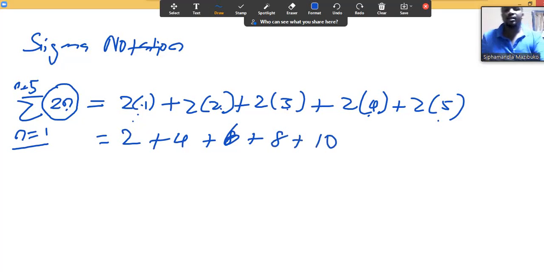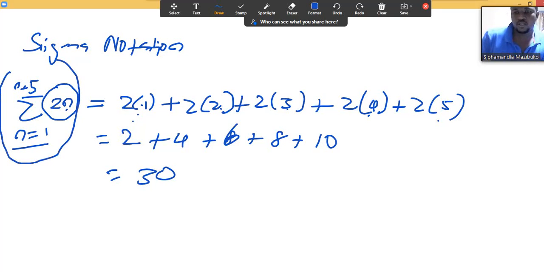If you sum this, it must give us 30. So the answer will be 30. If you put this on the calculator, you'll get 30. So this is how we work with the sigma notation.